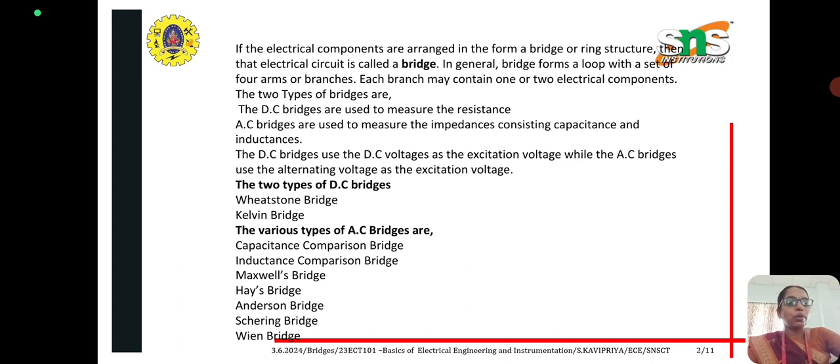DC bridge is used for measuring resistance. AC bridge is used for measuring impedance. It consists of capacitance and inductance. DC bridges use a DC voltage as the excitation voltage, while AC bridges use an alternating voltage as the excitation voltage. There are two types of DC bridges, the Wheatstone bridge and the Kelvin bridge. Under the AC bridge, we have the capacitance comparison bridge, inductance comparison bridge, Maxwell, Hay, Henderson, Schering and Wien bridge.